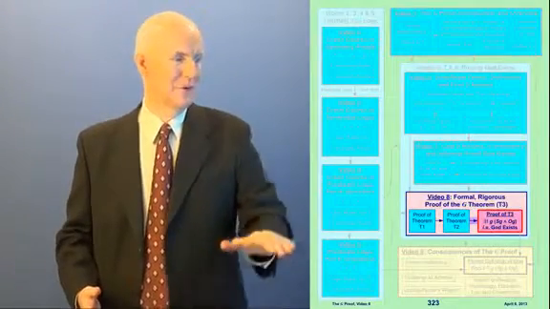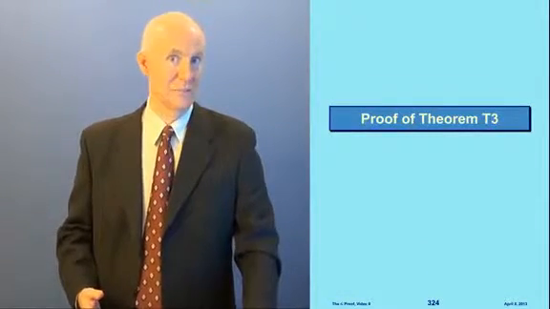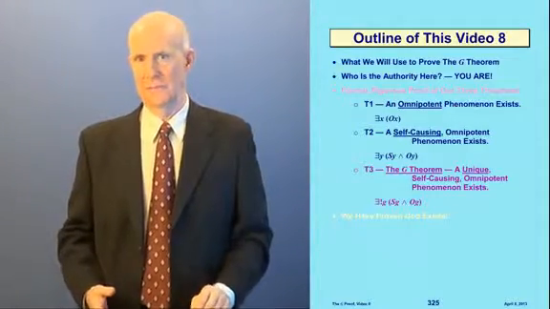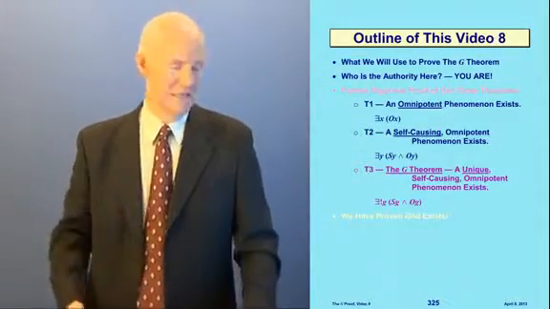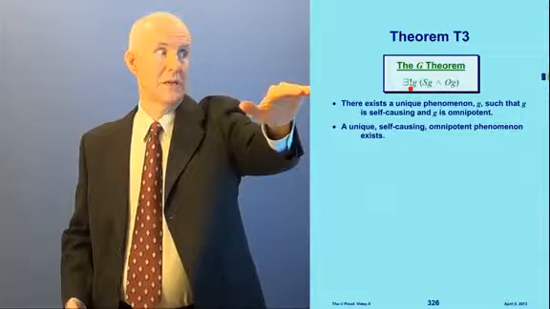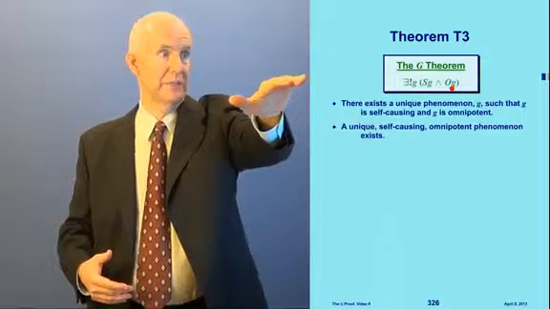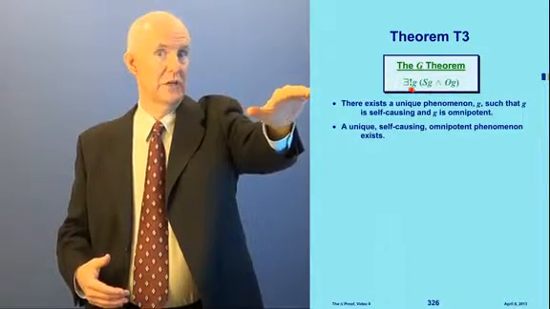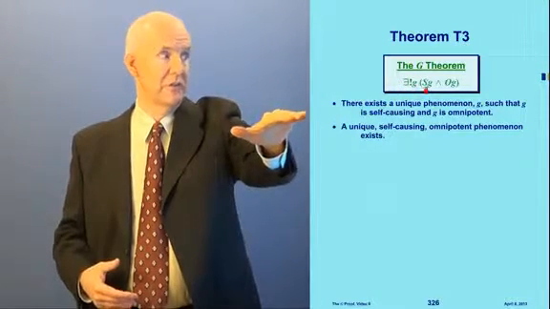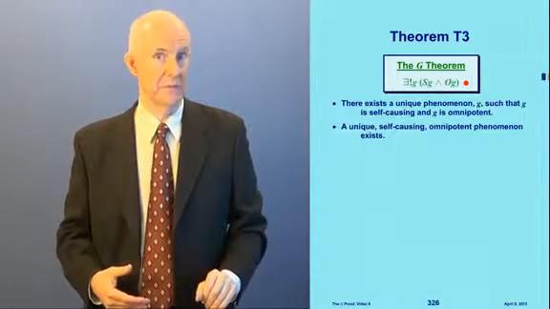And now it's time to move on. We're going to use that to prove Theorem T3, which is that in addition to existing, it's unique. In other words, a unique self-causing omnipotent phenomenon exists. So now we have to deal with uniqueness in Theorem 3. So here we go. Here's the theorem. Now we have an exclamation point. There exists exactly one G such that SG and OG. Okay, that's the short uniqueness formula, isn't it? There exists a unique phenomenon G such that G is self-causing and G is omnipotent. In other words, a unique self-causing omnipotent phenomenon exists.